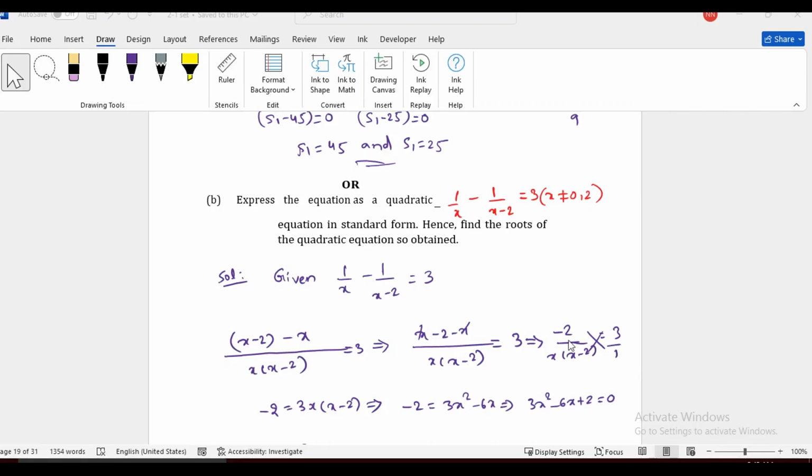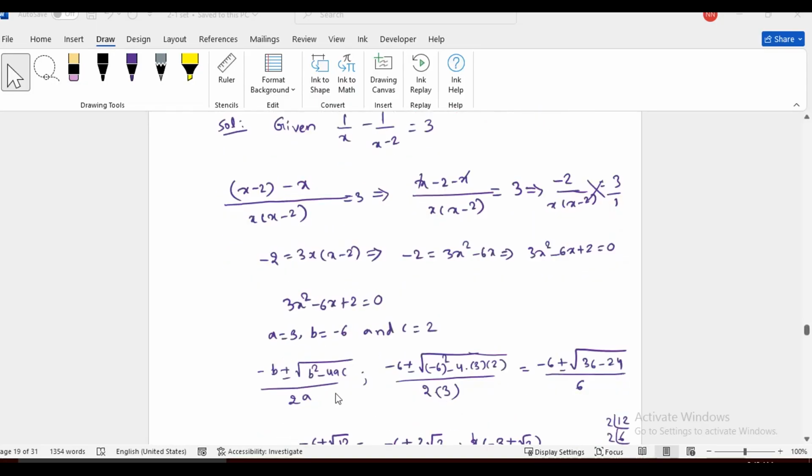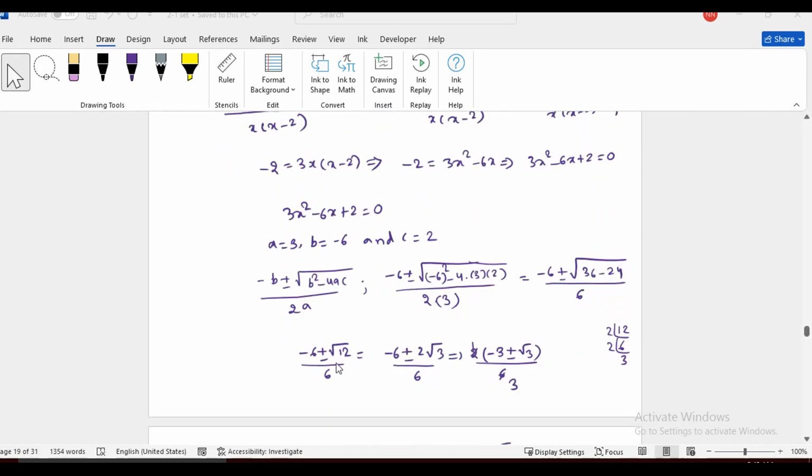Do cross multiplication, that is minus 2 into 1, nothing but minus 2, is equal to 3x into x minus 2. Minus 2 is equal to 3x square minus 6x. So 3x square minus 6x plus 2 is equal to 0. Compare: a is equal to 3, b is equal to minus 6 and c is equal to 2. Apply minus b plus or minus under root of b square minus 4ac by 2a. If you apply the formula, you get minus of minus 6 plus or minus under root of 36 minus 24 by 6. We can write as 6 plus or minus under root of 12 by 6.